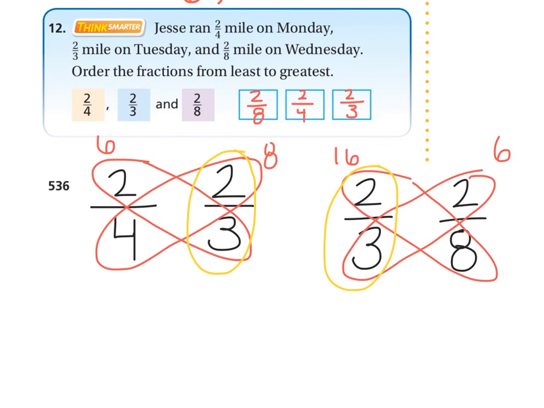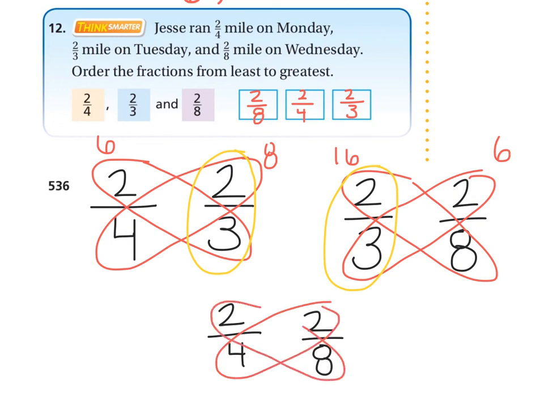So now we need to compare 2/4 and 2/8. All right, I draw my butterfly wings. 4 times 2 is 8. 8 times 2 is 16. 16 is bigger than 8, so I know 2/4 is larger than 2/8. So remember, 2/3 we found was the greatest. We see down here that 2/4 is bigger than 2/8, so I wrote that in the middle. 2/4 is the middle fraction, and the least fraction is 2/8.